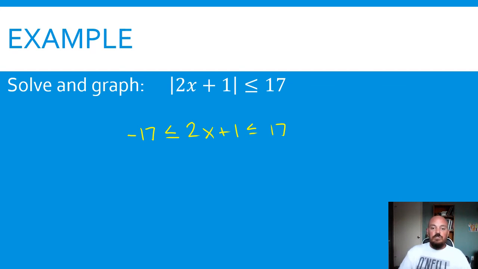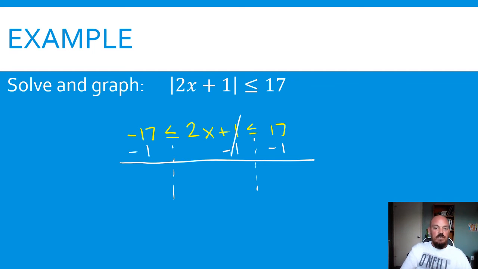Now all of a sudden we have a question just like we did yesterday where we say, all right, well let's solve. Let's split this into 3 pieces and get that to be an x in the middle. First thing I want to get rid of is that plus 1. I'm going to use a minus 1. I'll use a minus 1 in 3 places. That cancels with that. Negative 17 minus 1 is negative 18. We'll leave the less than or equal to. I have just a 2x in the middle now. Leave the other less than or equal to. And 17 minus 1 is 16.